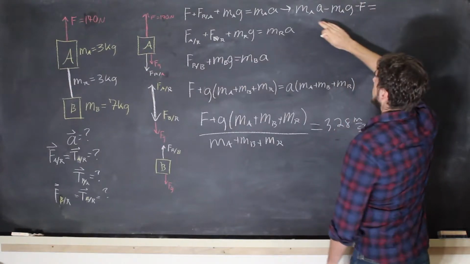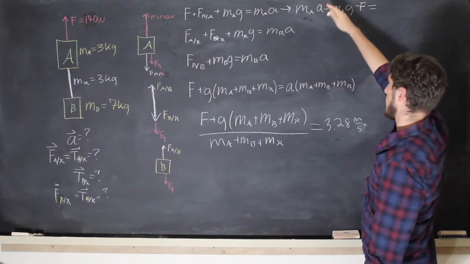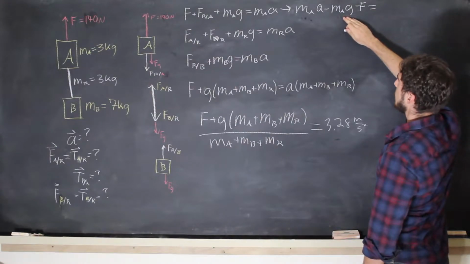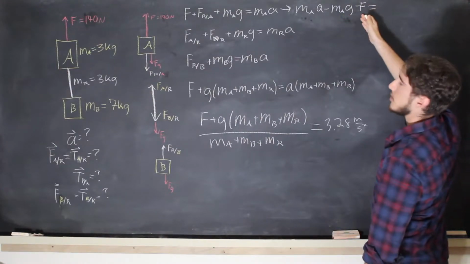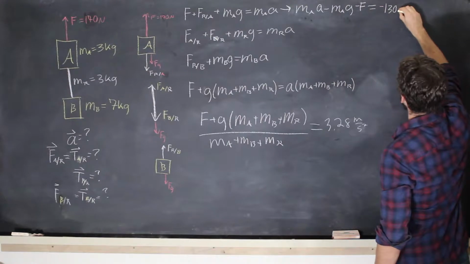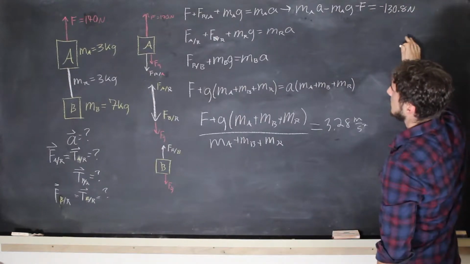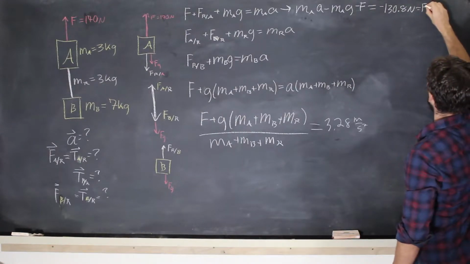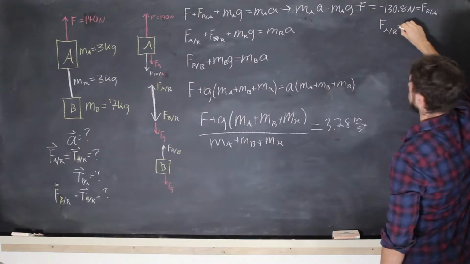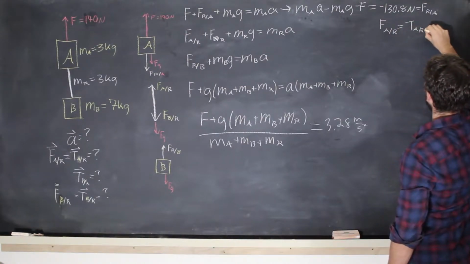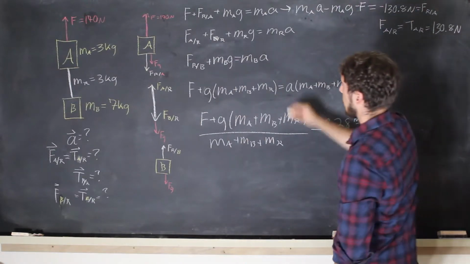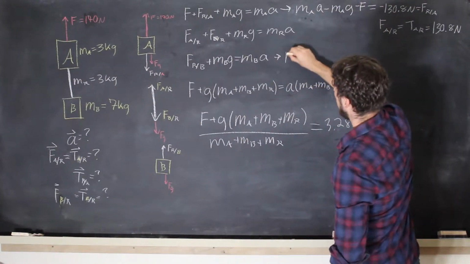So if we want to solve for it, we'll have M of A minus M of A G minus F. So this is going to be 3 kilograms times 3.28 meters per second squared minus 3 kilograms times negative 9.8 meters per second squared minus 170 newtons, and it's going to be equal to negative 130.8 newtons. And since this is equal to F of R of A, this is going to mean that F of A R, which is equal to T of A R, is going to be equal to positive 130.8 newtons.